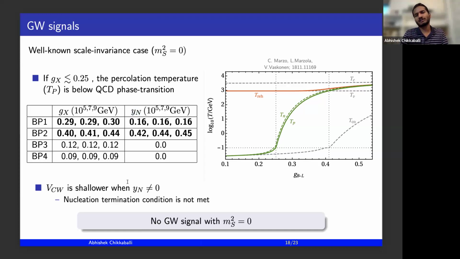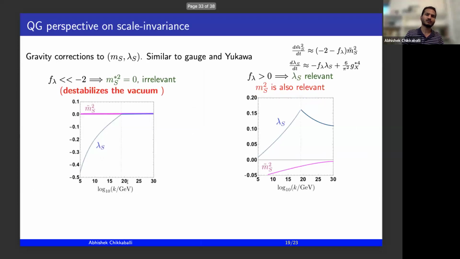And since we don't see any gravitational wave signal in this classical scale invariant case, we can ask if it is a justified assumption to assume this kind of classical scale invariance from the quantum gravity perspective. Similar to the gauge and Yukawa couplings, gravity alters the flow of this mass parameter and the quartic coupling as well above the Planck scale. And these corrections can be parameterized as f_lambda.